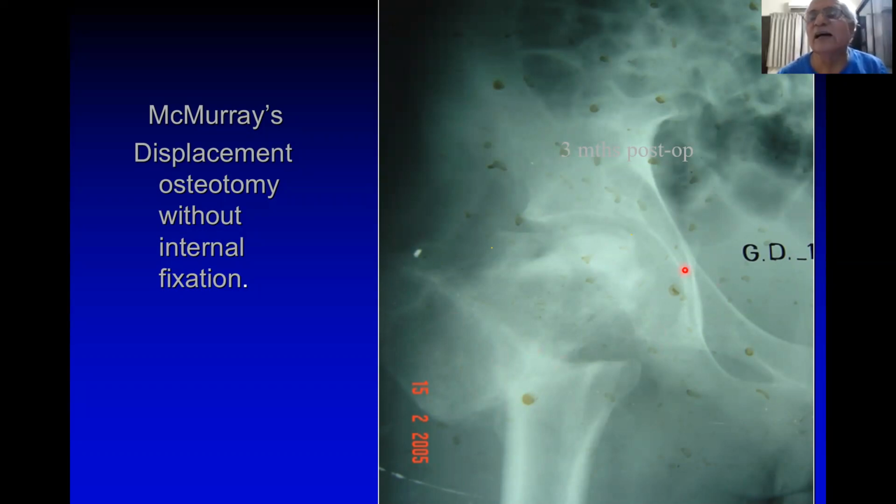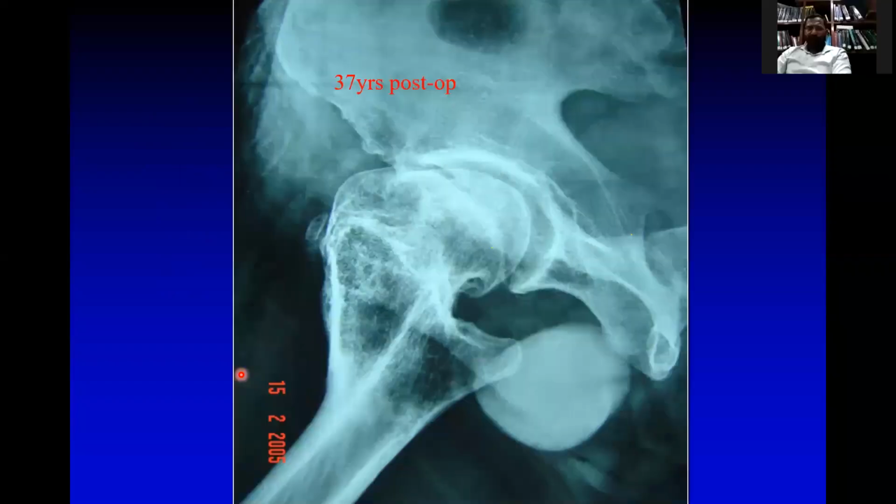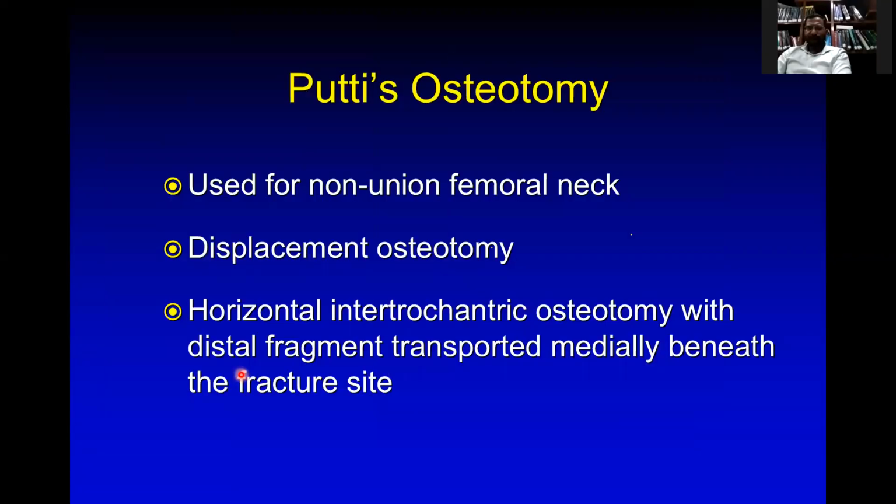Probably you must not have seen armchairs. Today many people do not use armchairs because of back pain and other things. So this is the way the armchair used to be. The second was the Putti osteotomy, used for a non-union fracture. It is also displacement, but it was horizontal displacement. It was not oblique displacement, with the distal fragment transported medially beneath the fracture site. So it was not an oblique osteotomy. It was a straight transverse osteotomy going under the non-union area.